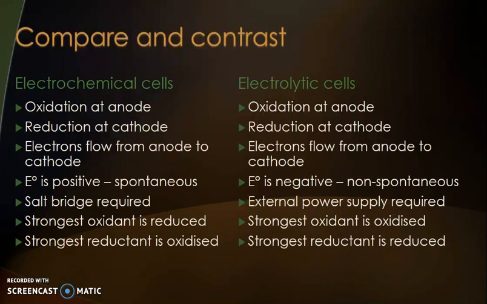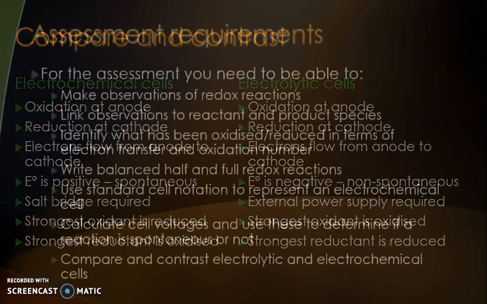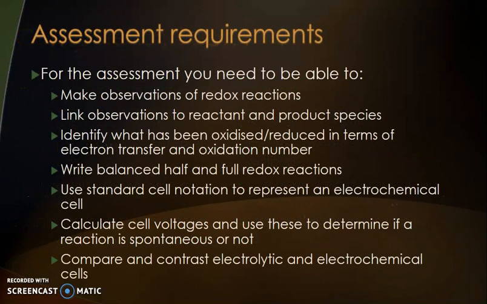Now, the assessment requires a number of fairly fundamental skills, and ones that you should be fairly confident with by now, I hope. So, you need to be able to make observations of redox reactions and link those observations to reactants and products. In other words, what colour was the reactant, what colour was the product, and therefore what reaction has occurred. You need to be able to identify which species has been oxidized and which species has been reduced, considering both the electrons being gained or lost and the oxidation numbers increasing or decreasing. You need to be able to write both balanced half and full redox reactions or equations.